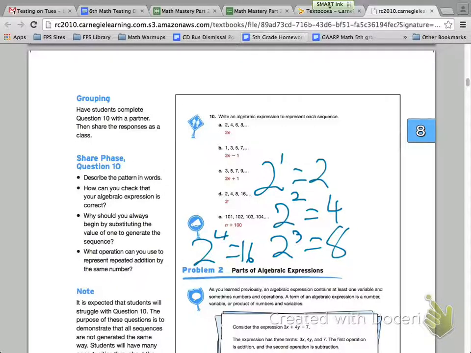Because 2 multiplied by 2 equals 4. 4 multiplied by 2 equals 8. And 8 multiplied by 2 equals 16. So those are our powers of 2, and we can write that as 2 to the power of n.